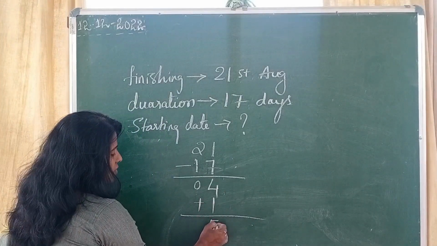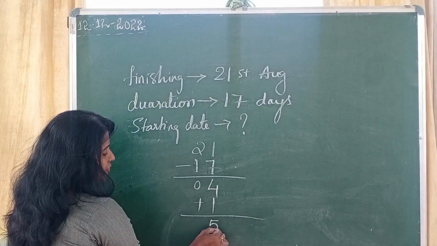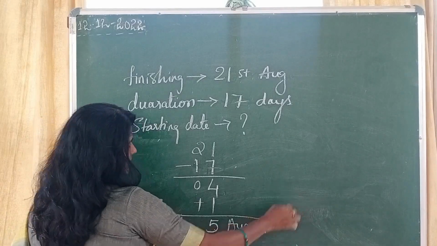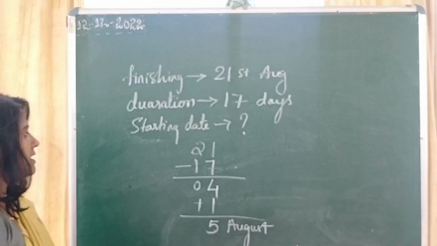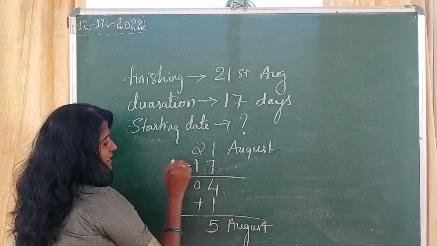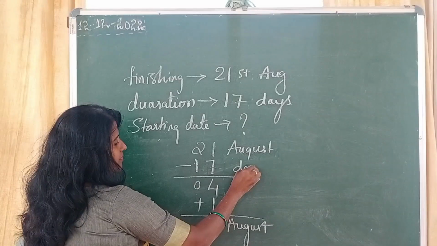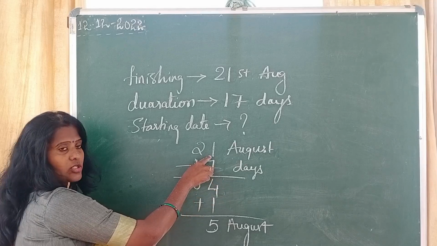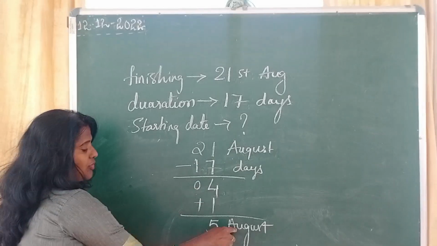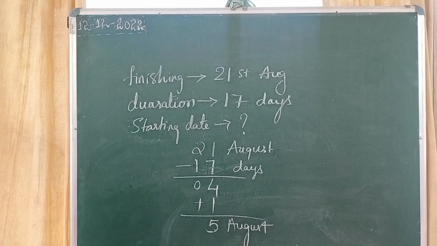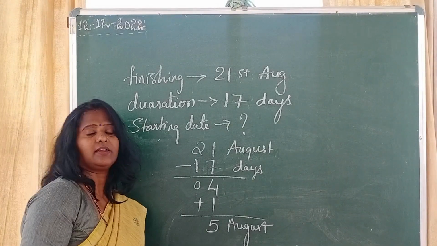So 4 plus 1, 5th of what? August is the starting day. From 21st August you have to subtract 17 days. You will get the remaining 4 days, but the starting date also we have to consider. So 5th August it will start. 5th August. So this is how you have to find the starting date.